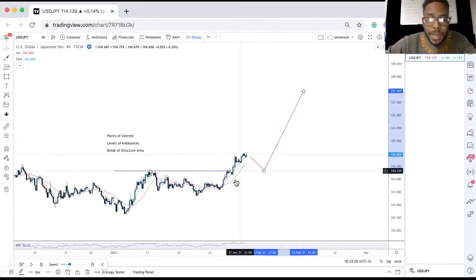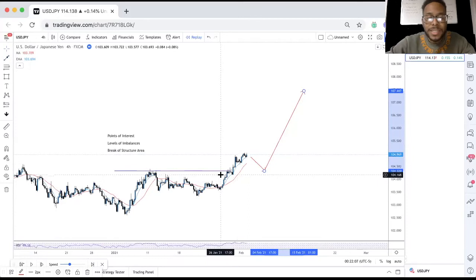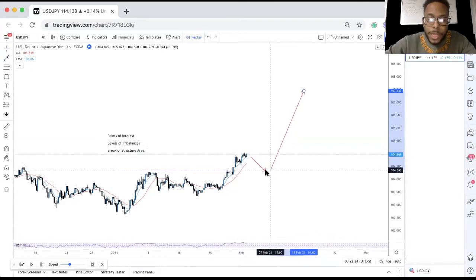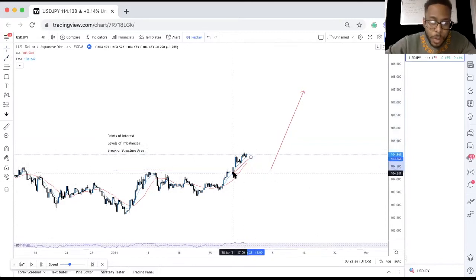The reason being is because since we got this break of structure, we are now confirmed that price is now looking to create its bullish structure, its bullish order flow. So all we're really doing is waiting for price to retrace because we don't want to buy high, we want to buy low. So that retracement allows us to get some discounted areas that matches up with our confirmations, which happen to be points of interest, levels of imbalance, and also that newly broken structure area.